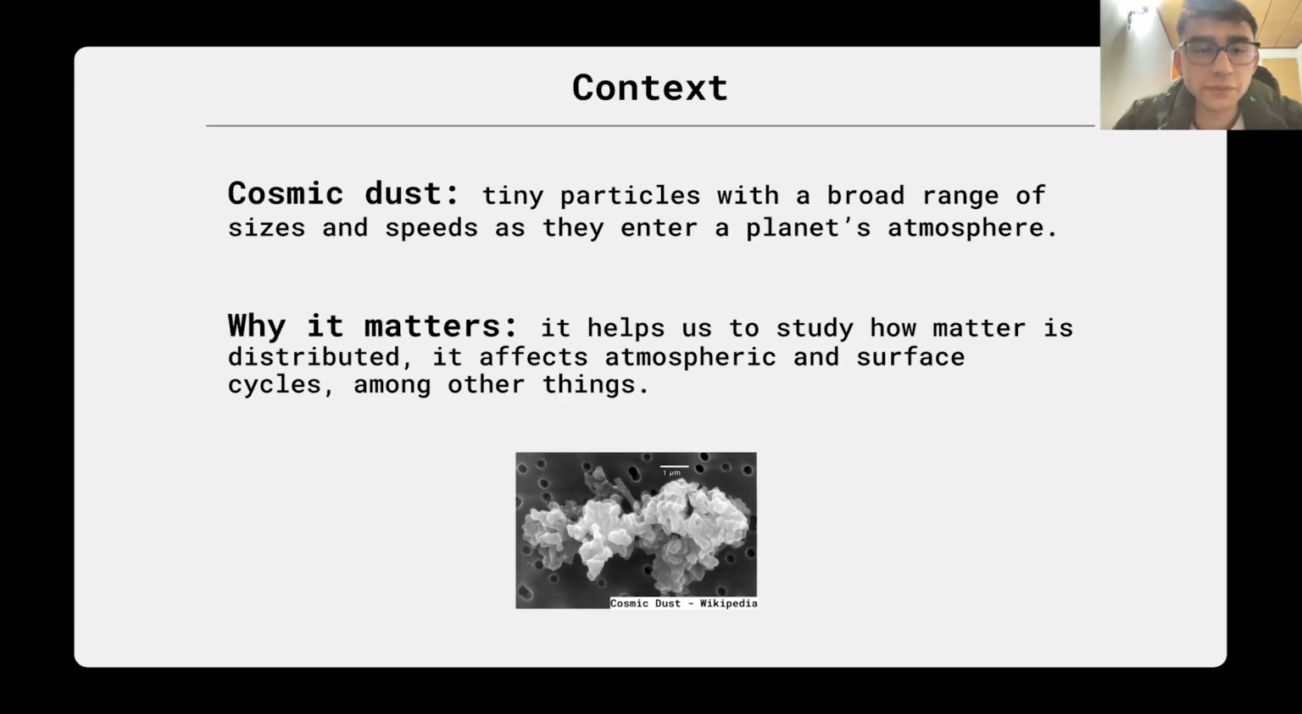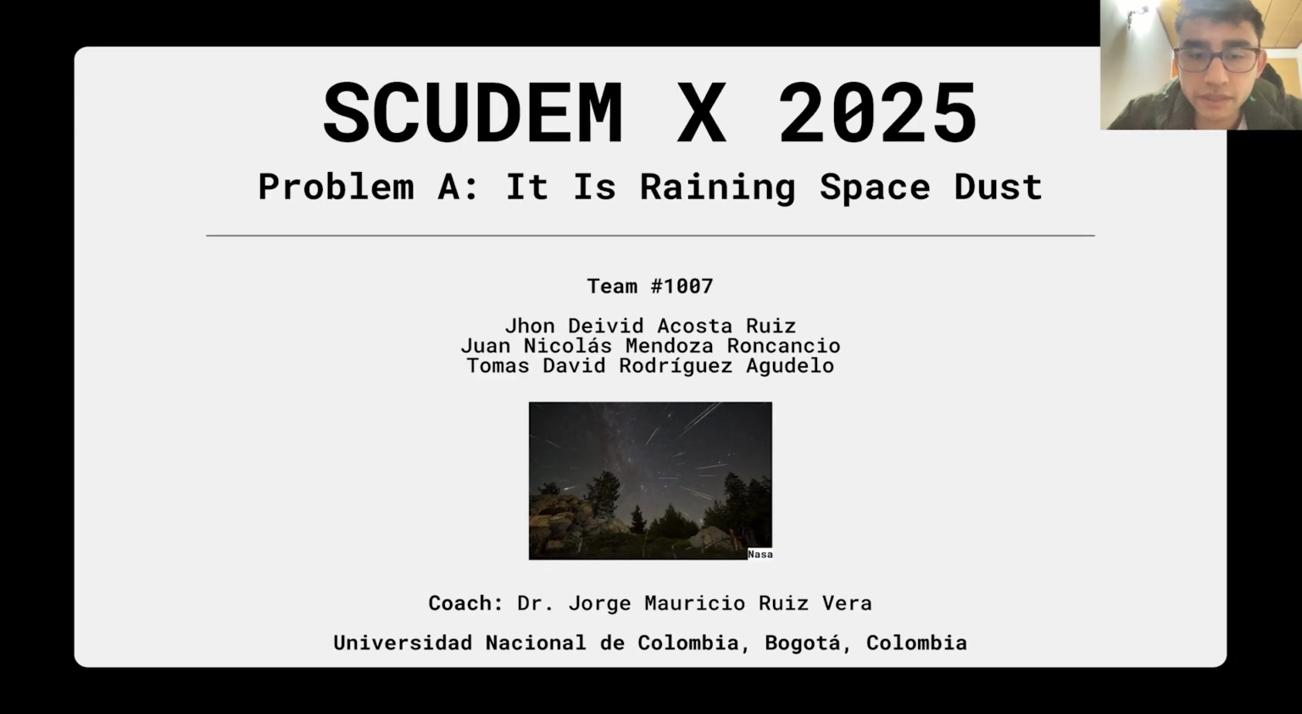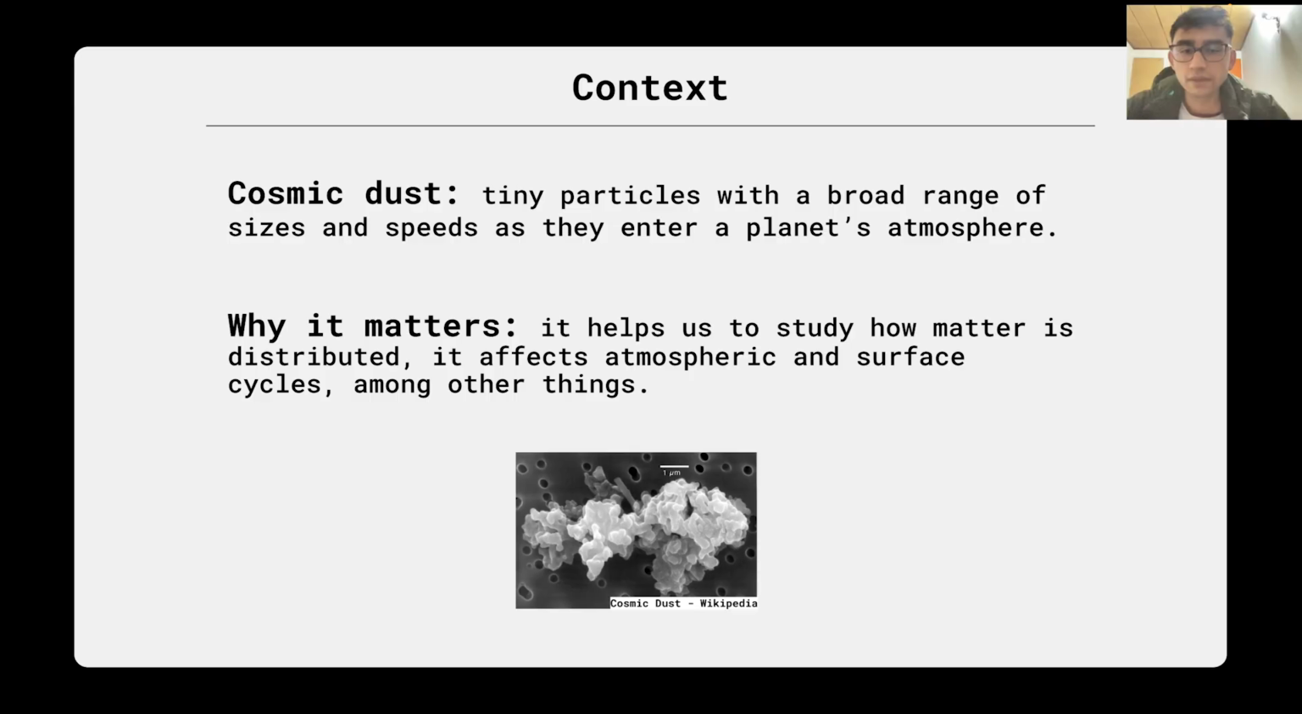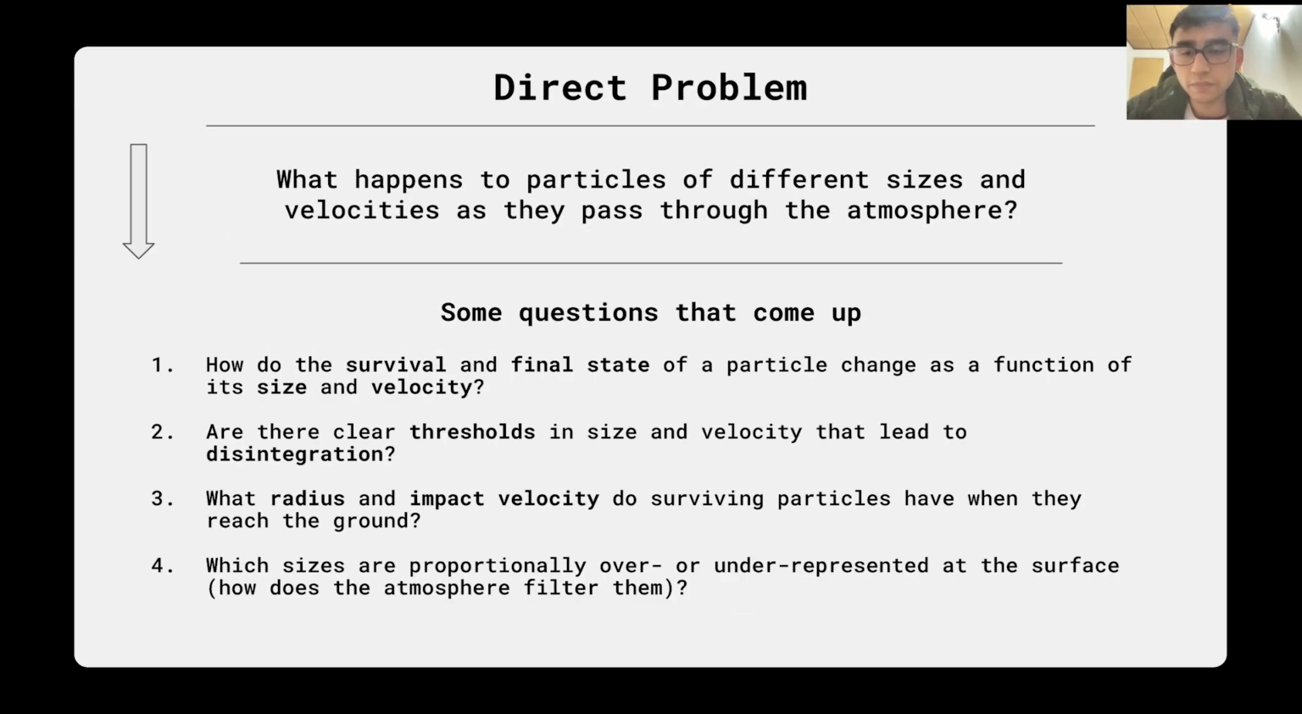Okay, so I'll start with a bit of context about the problem. Here we're looking at cosmic dust, which are tiny solid particles that enter a planet's atmosphere with a wide range of sizes and speeds. And this matters because dust participates in a lot of processes. That statement gave us two problems.